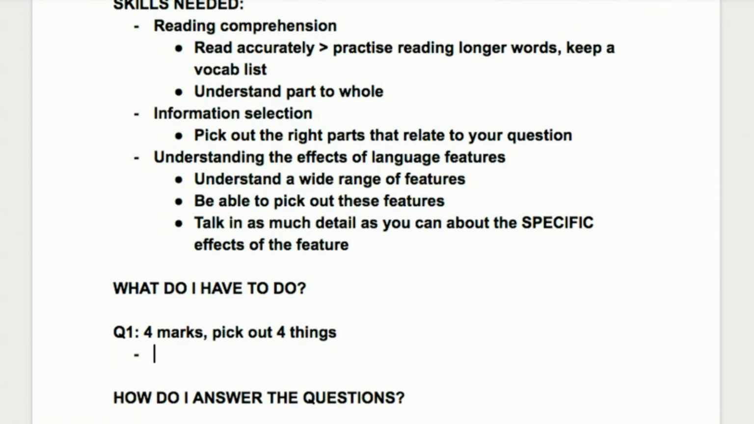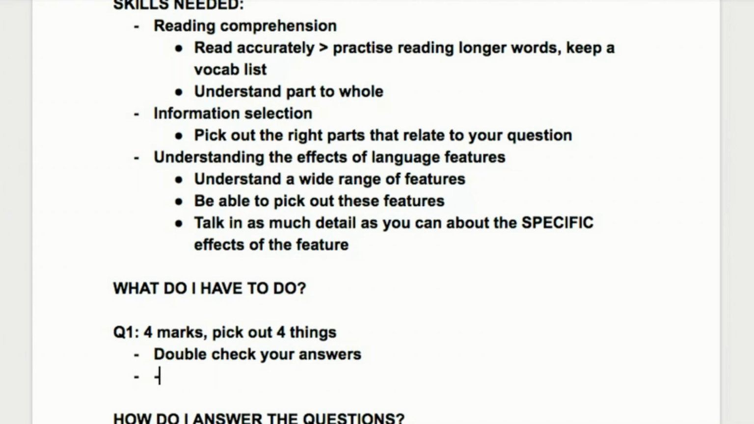Sounds quite straightforward. It is mostly straightforward. I'll give you a couple of tips here. You want to double check your answers. So don't just pick out 4 things and move on. Double check that they're right. Once you've written out your 4 things, go back to the extract, underline or just find those bits again to make sure that they match up. And then the other thing is underline the focus of the question to make sure you have actually focused on the right part of that question.